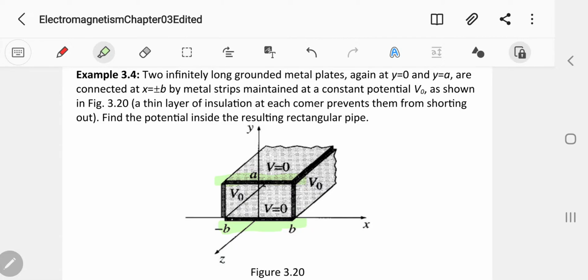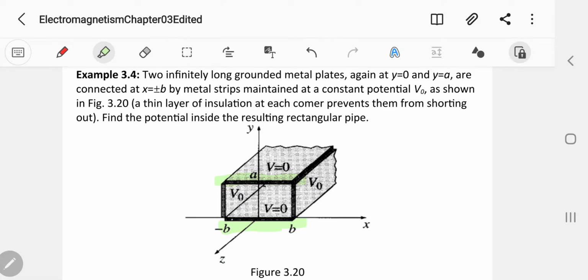A thin layer of insulation in each corner prevents them from shorting out. So it has to be insulated so that there will be no short circuit. Here, find the potential inside the resulting rectangular pipe. The rectangular pipe is all made of conductors, so it's supposed that inside there will be no charge contained, because all excess charge will have to be distributed on the surface of the configuration. So let's find the potential inside the resulting rectangular pipe.